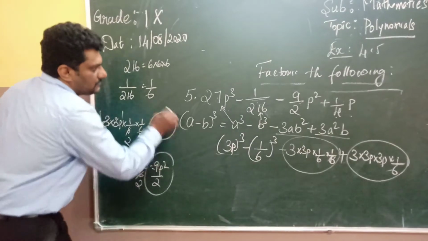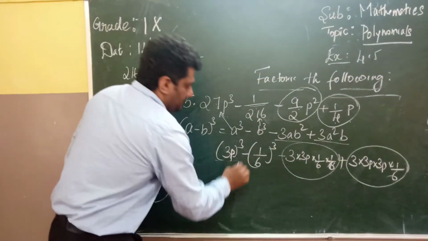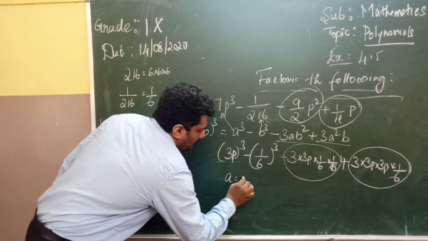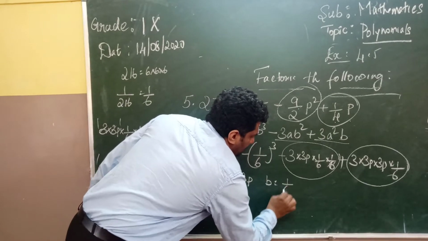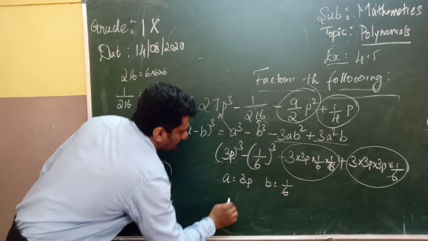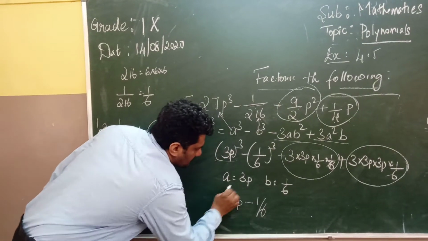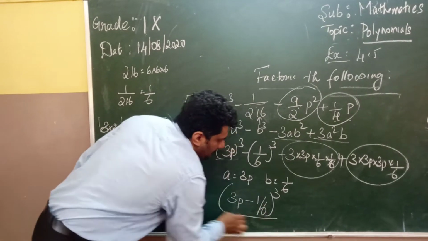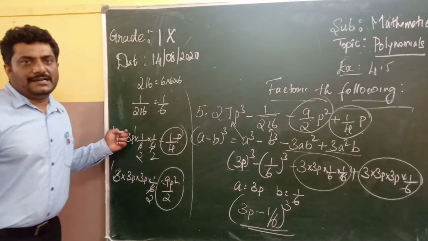Do we have these two terms? This is one term, this is the second term. So therefore, the value of a is 3p. The value of b is 1 by 6. So I can write this completely as 3p minus 1 by 6 whole cube. This is the answer.